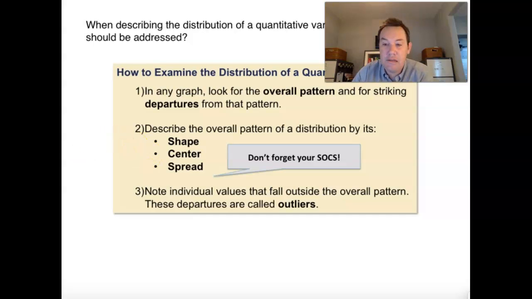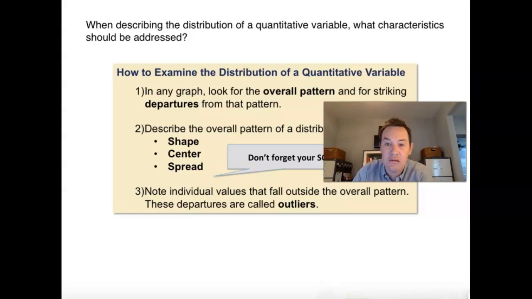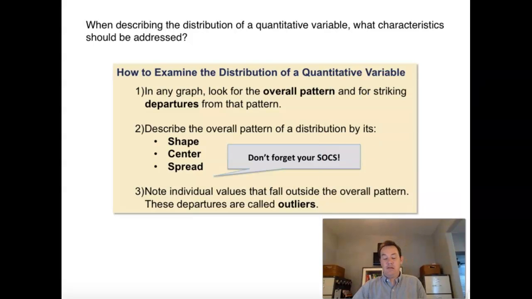And so now we're ready to get these generalities written down. I would write down everything in the yellow box. So how do we examine the distribution of a quantitative variable? What you're going to look for is the overall pattern and for striking departures from the pattern. There are three main things you want to look for: shape, center, spread. So you want to discuss the shape, the center, and the spread.